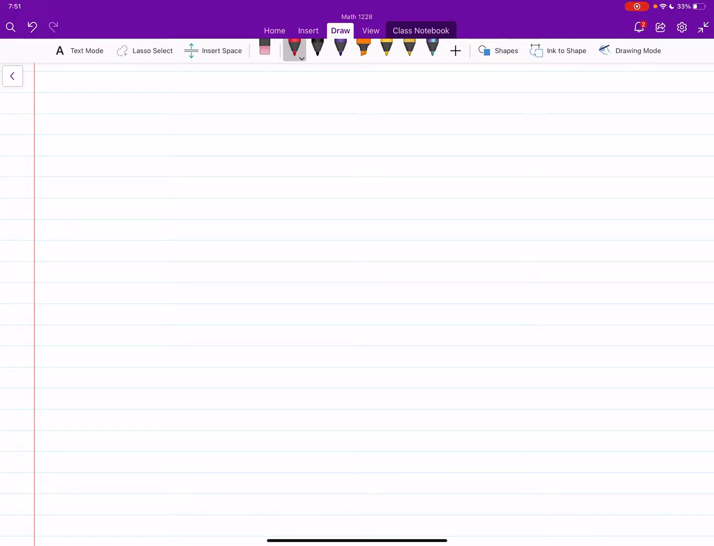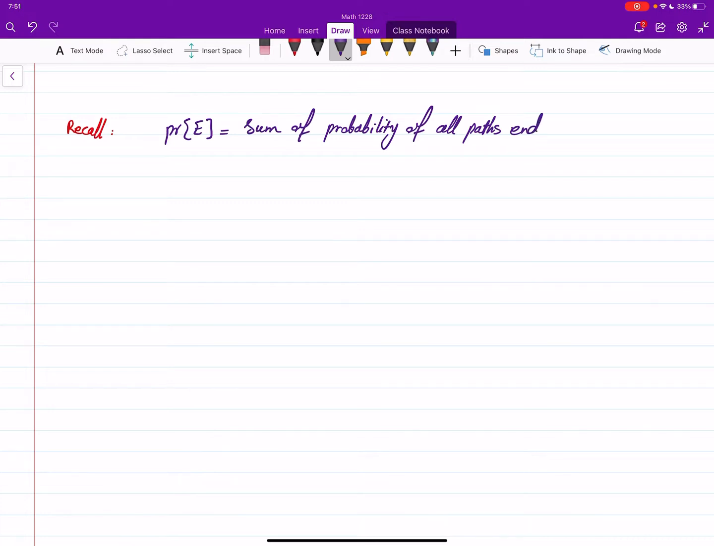Hello everyone. In this video we will study a generalization of one of the properties for probability trees, or one of the rules that we can use to find probabilities of events on a tree. Recall that to find the probability of an event which is on a node of a tree, we find the sum of the probabilities of all paths which end at E. We find the probability of each path, which is the product of the numbers along the way, and then add them.